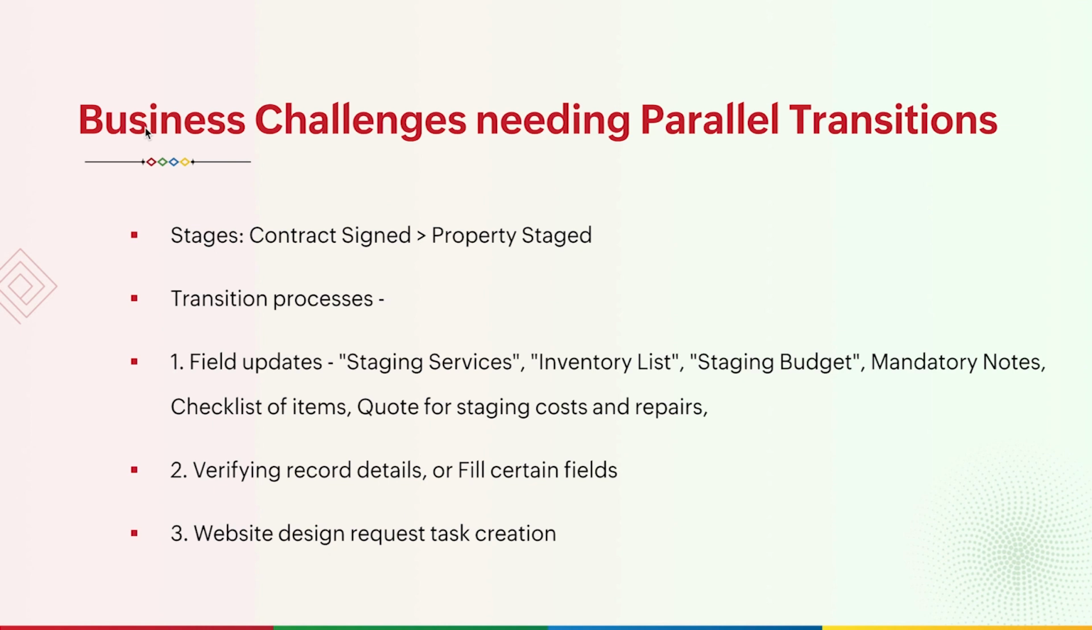Parallel transitions means that instead of creating all of these actions within a single transition, the whole thing can be broken down into individual sub-transitions and can be mandated to be performed in parallel by the transition owners. So now let's look at breaking this massive single transition, which includes all these processes, into individual sub-transitions. This being a sub-transition, verifying record details as a separate sub-transition and website task creation as a separate sub-transition, all in one parallel transition in our blueprint process.